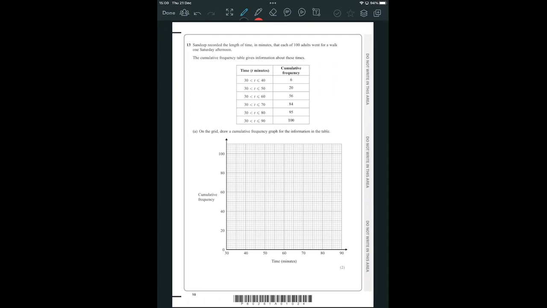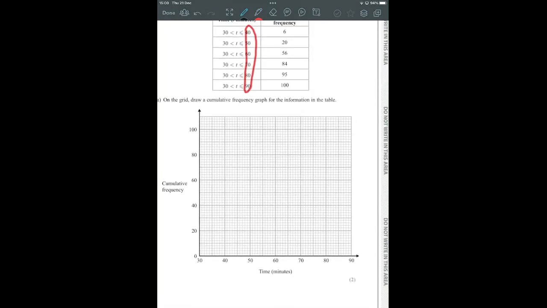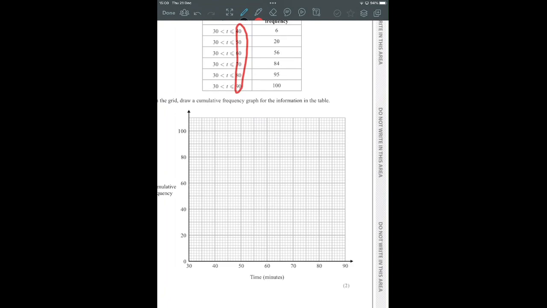Question 13, cumulative frequency. Careful, we've already been given the cumulative frequency, so you don't need to actually work that out here. We just need to plot it. The key thing about cumulative frequency is we plot the end point against that cumulative frequency. So I'm going to plot at 40, I should have a height of 6. At 50, I'm going up to a frequency of 20.